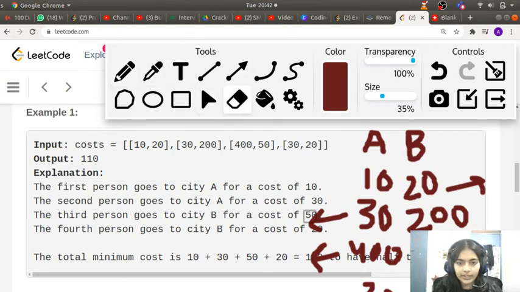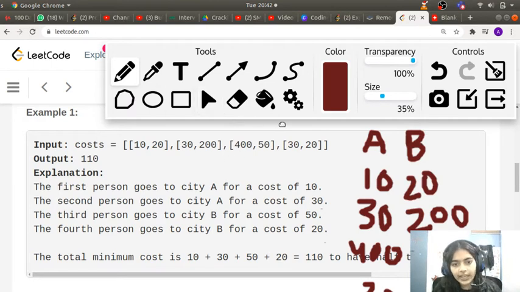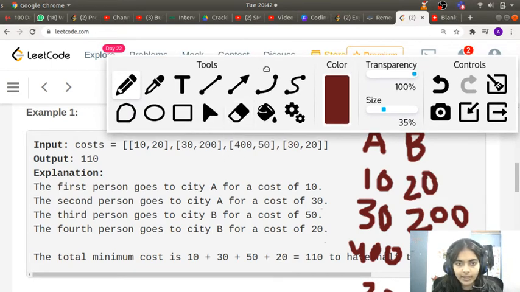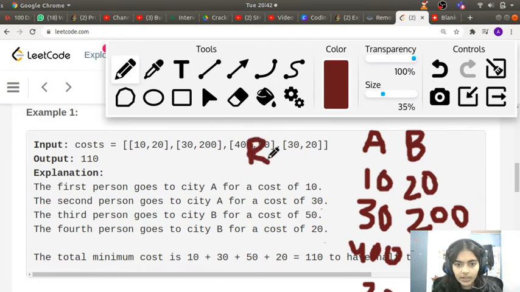So let's see what the relative cost is. Relative cost means the profit that we will get by flying a person to city A over city B. Let me write RC for relative cost. So the relative cost of flying the first person to city A over city B: what is that profit, that money we are saving by flying him to city A over city B? If we fly the first person to city B, we are going to spend 20 rupees. But if we fly him to city A, we need to spend only 10. So we are going to save 10 by flying him to city A over city B. So this is the relative cost for the first person.